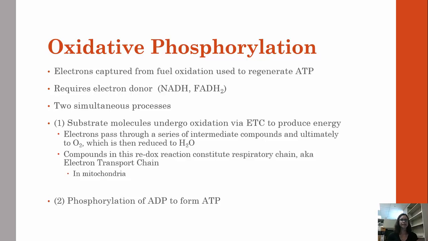Okay, so on to oxidative phosphorylation. The definition of oxidative phosphorylation is when electrons are captured from fuel oxidation and used to regenerate ATP. This requires electron acceptors, and then they become electron donors. And it's in two simultaneous processes. First, the substrate molecule undergoes oxidation to produce energy. Now, within this, electrons pass.